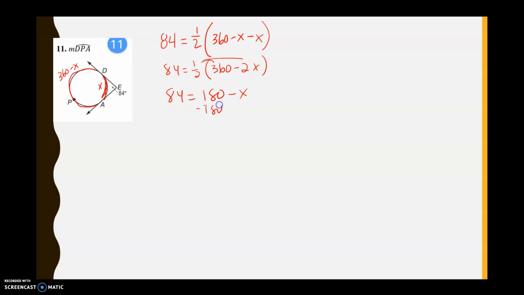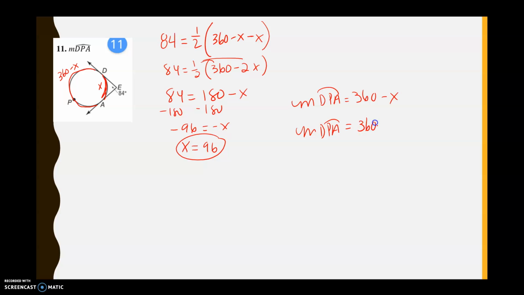And subtracting 180 from both sides, I get negative 96 is equal to negative x, so x is equal to 96. The question, though, is asking you to find the measure of arc DPA, this entire arc on this side. So the measure of arc DPA is 360 minus x. Well, now we know what x is, so the measure of DPA is going to be equal to 360 minus 96, and that's going to leave you with 264.